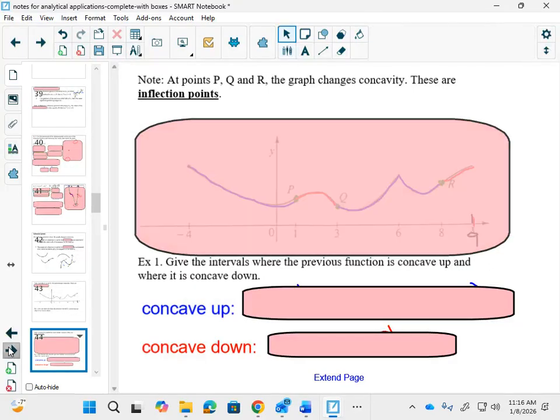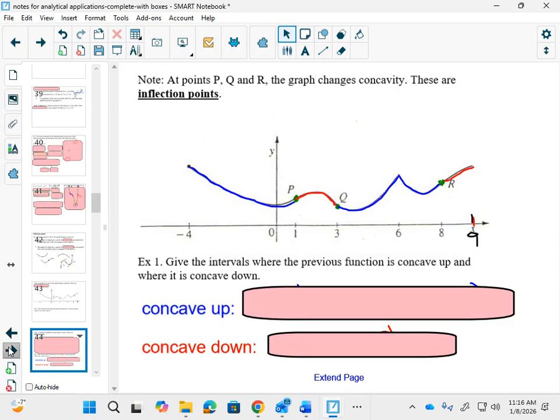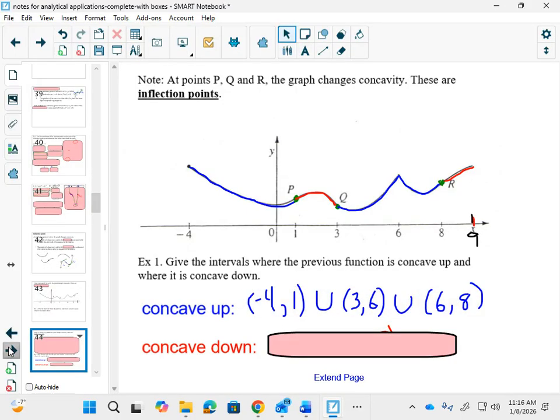I'm going to color code this. Blue is concave up. Red is concave down. So concave up goes from -4 to 1, 3 to 6, and 6 to 8. 6 technically is nothing because it's a corner or a cusp. The endpoints aren't included because they're corners or cusps. We don't technically know what it is at that moment. And it would be concave down from 1 to 3 and 8 to 9.